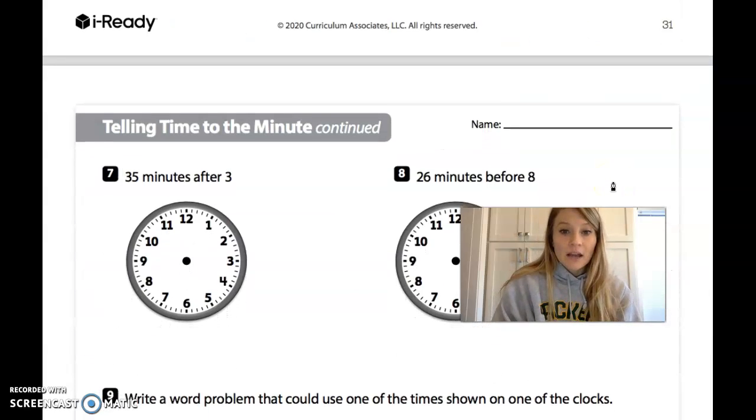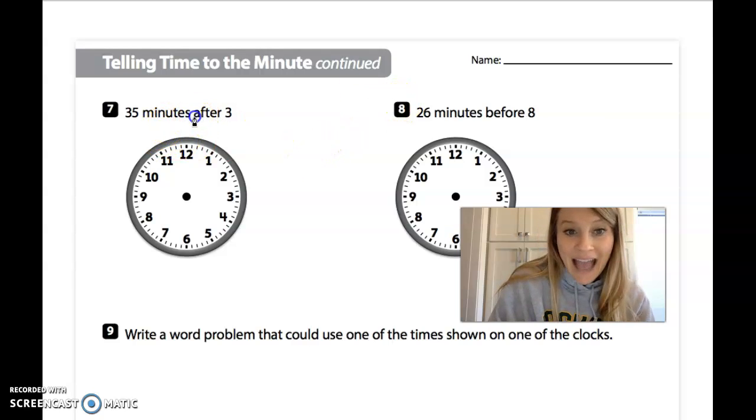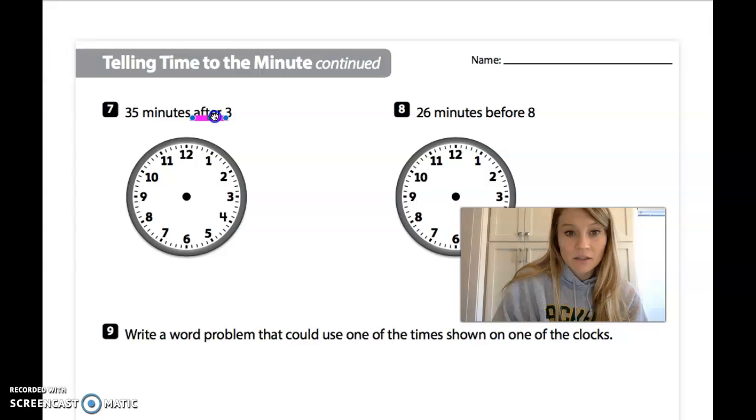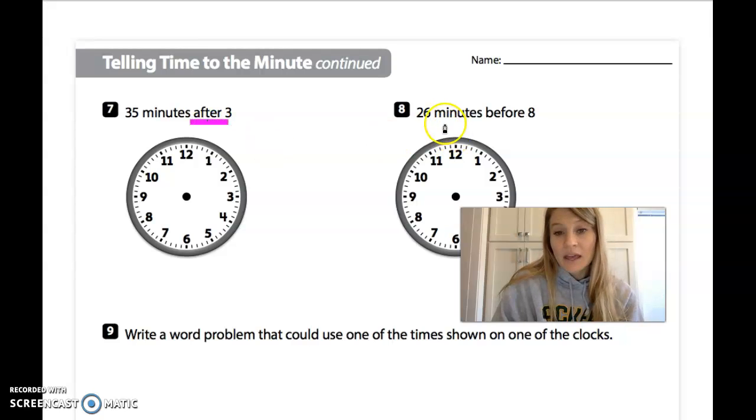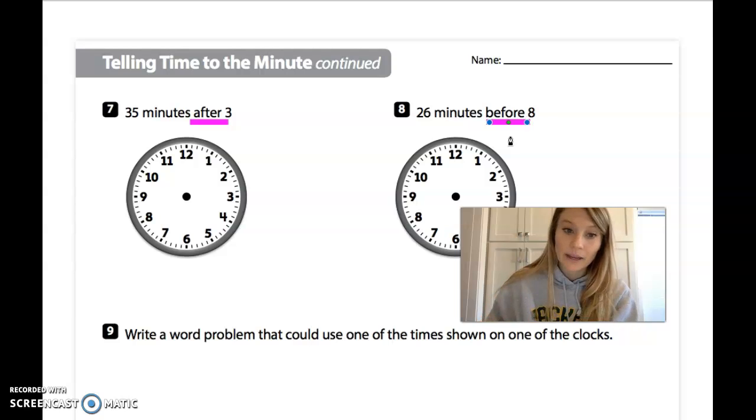And I want you to do 7 and 8 by yourself. 35 minutes after 3, and then 26 minutes before 8. So really important, your hour is going to be after 3, so 3 something. This one's before 8, so it can't be 8 something, it has to be 7 something, okay?